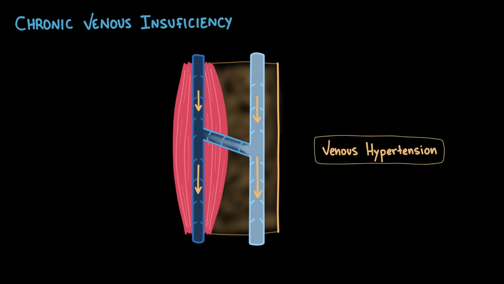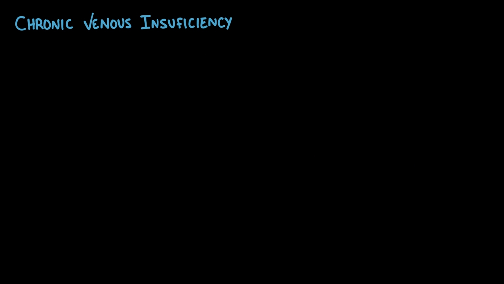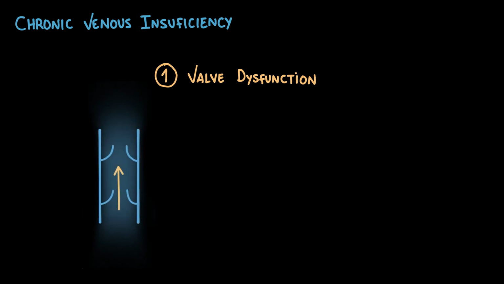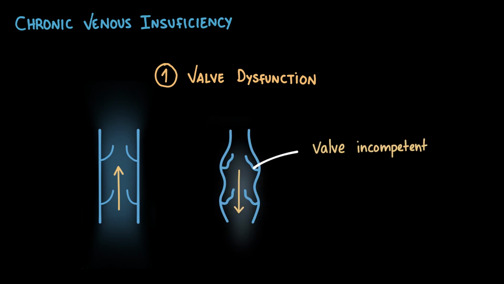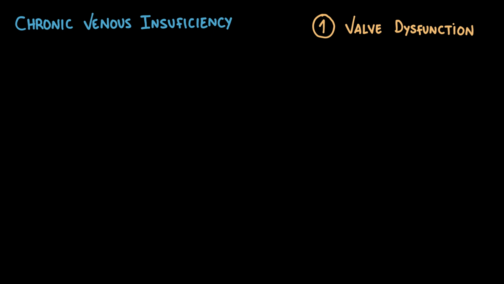There are three main mechanisms that can lead to venous insufficiency. The first one is valve dysfunction. Normally, veins have one-way valves that prevent blood from flowing backward. But when these valves become damaged or incompetent, blood starts to reflux, meaning it flows in the wrong direction, which increases pressure inside the veins. This valve dysfunction can happen in any of the three venous systems.